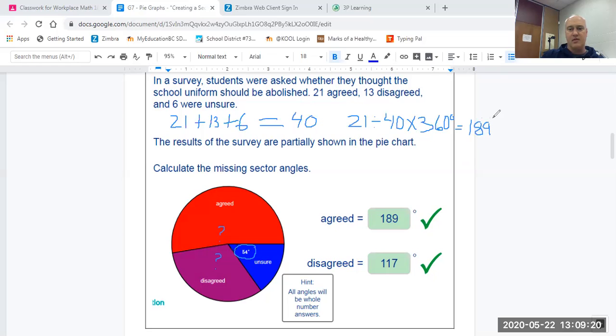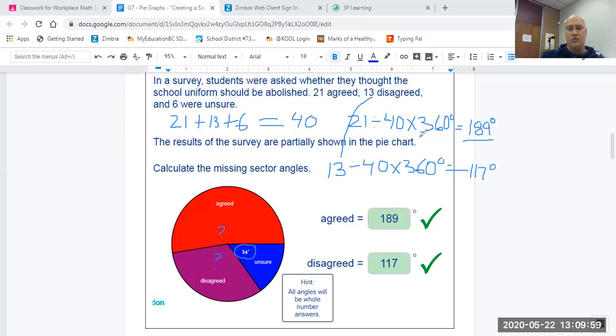And this makes sense because 21 is a little more than half of 40, and exactly half of a pie chart is 180 degrees, so this is a little more than that, it's 189. Now, to get the disagreed, we take the 13 from the disagreed, and we divide that by 40, and then we take that number, while it's still in the calculator, and multiply it by 360 degrees, and we are going to end up with a result of 117 degrees.